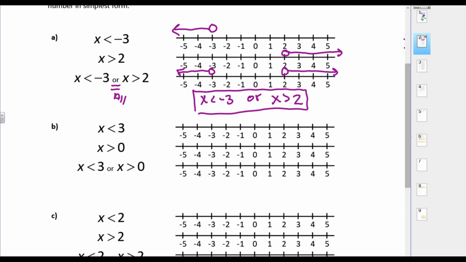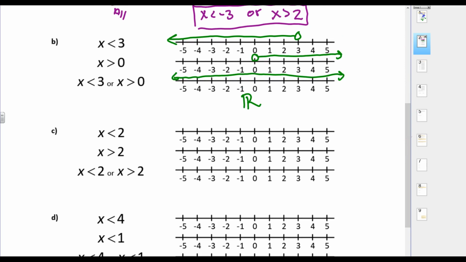If we're looking at this next problem, x is less than 3 would be an open circle on 3, shading down. x is greater than 0 is an open circle on 0, shading up. Between these two diagrams, there is a line drawn for every single value on our number line. Therefore, the solution here is the whole number line, or all real numbers.